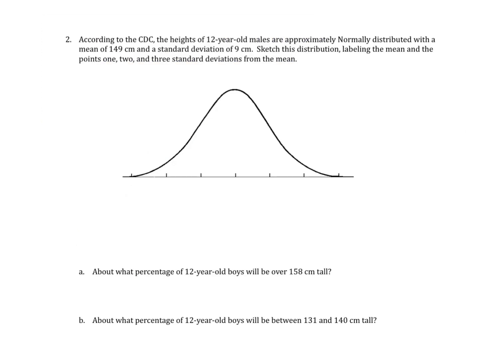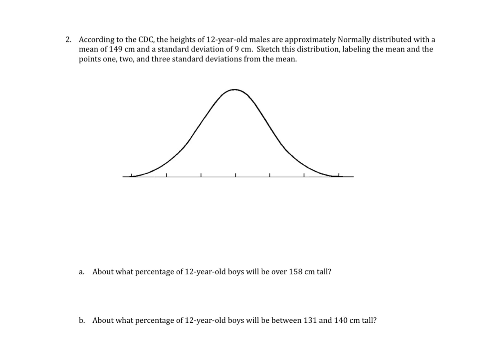In this example, we will use the empirical rule to solve a real-world problem. According to the CDC, the heights of 12-year-old males are approximately normally distributed with a mean of 149 centimeters and a standard deviation of 9 centimeters. Sketch this distribution, labeling the mean and the points 1, 2, and 3 standard deviations from the mean.